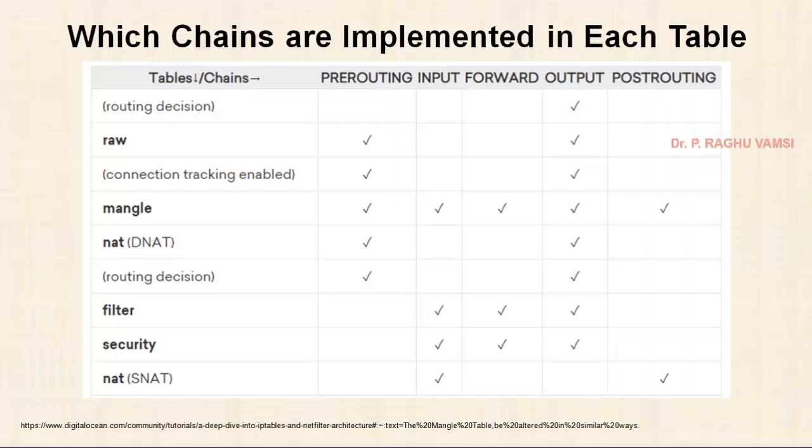Here is an example of which chains are implemented in each table. Here the tables are the raw table, which is a general table, the mangle table, the NAT table, in which we have two categories, dynamic NAT and static NAT, and the security table. These are the chains: pre-routing, input, forward, output, and post-routing. In the mangle table, you will find all the chains: pre-routing, input, forward, output, and post-routing. So this is the table summary showing which chain is implemented in which table.